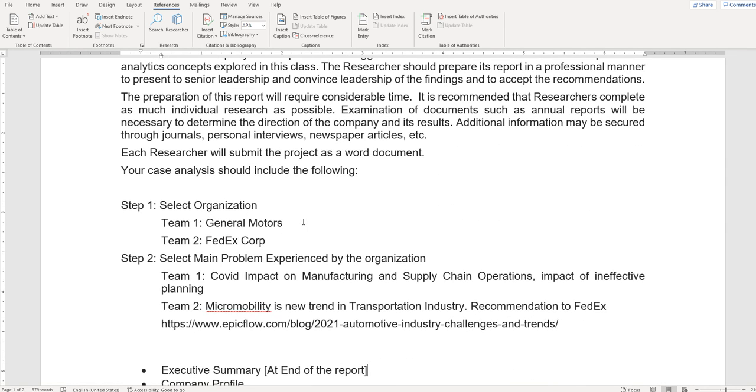Team 1 will be working on General Motors, and their problem is COVID impact on manufacturing and supply chain operations. Team 2 will be working on FedEx Corp, which is a courier and transportation company, and they will be working on how micromobility has become a new trend. The industry might be having difficulties related to transportation issues. Usually they depend on shared mobility. How micromobility is becoming a new trend, and why the transportation industry should select micromobility as a good solution, should be discussed here.